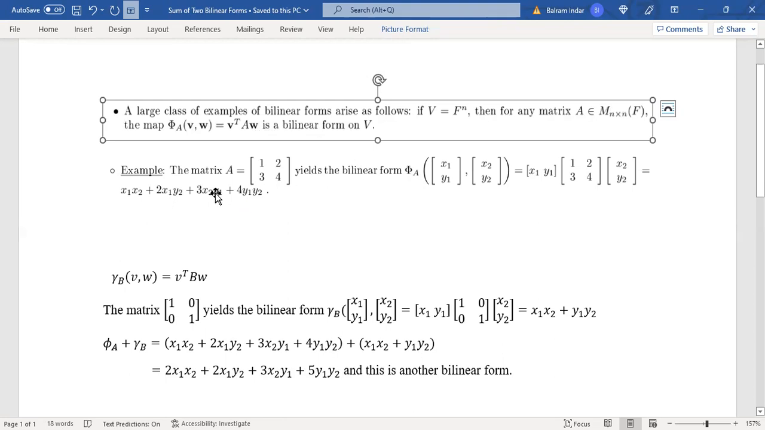Now, he selected the matrix E is equal to 1, 2, 3, 4. He arbitrarily selects that because you can use any square matrix with real-valued entries for this one here.